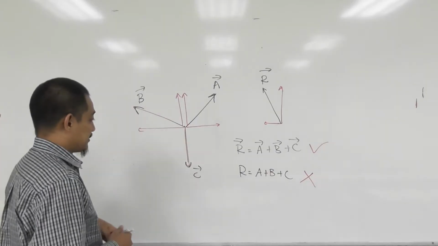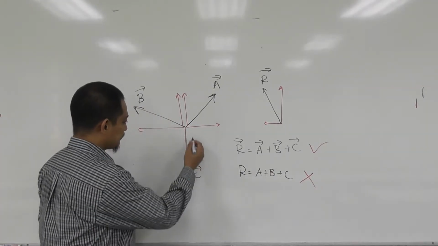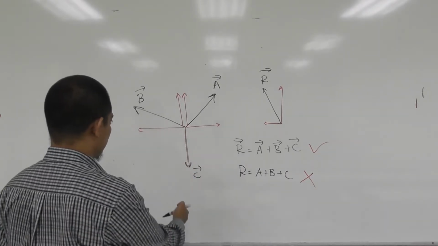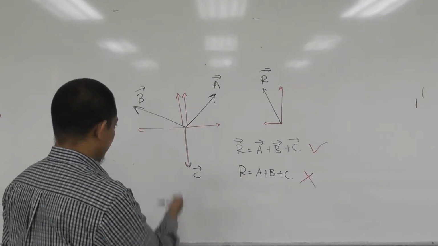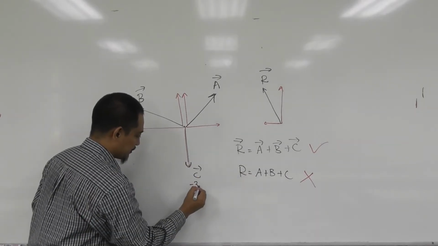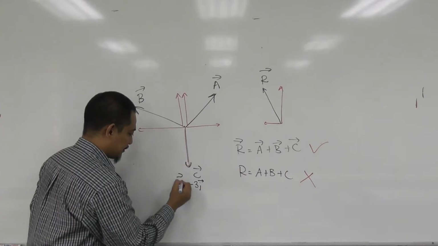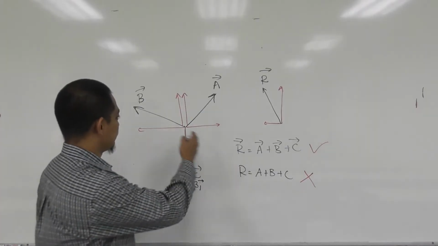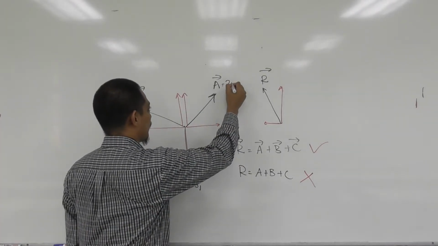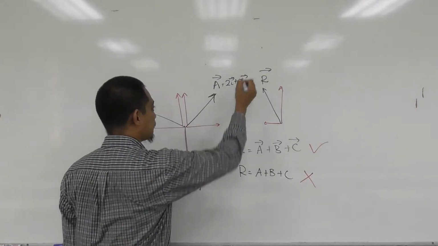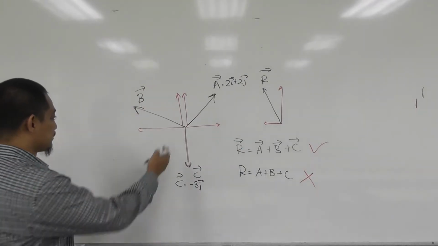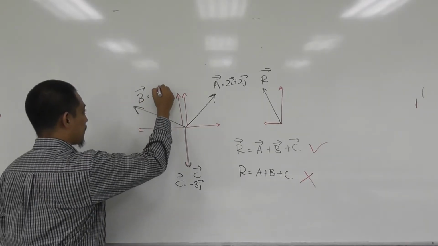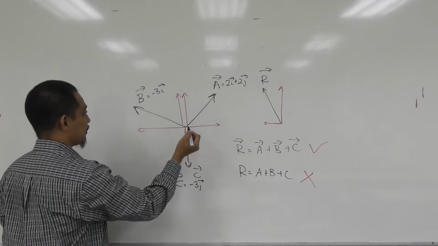Why? Because let's say C here, let's take the length to be, let's say, 3, right? So C equals minus 3j. As an example, A here let us be 2i plus 2j, for example, and this one is minus 3i plus 1j, for example.